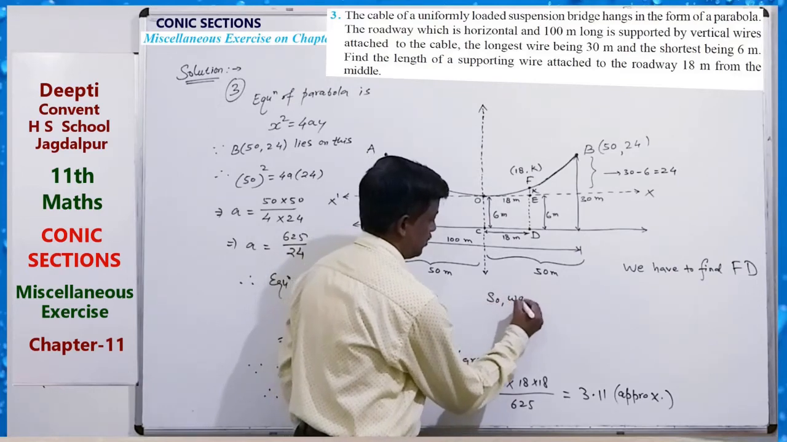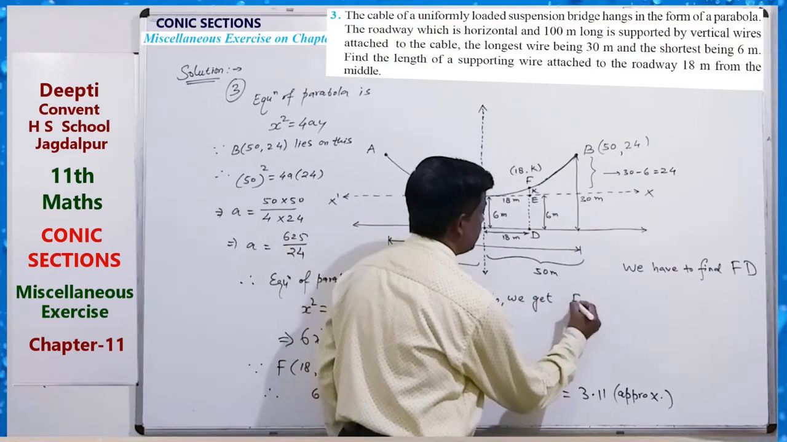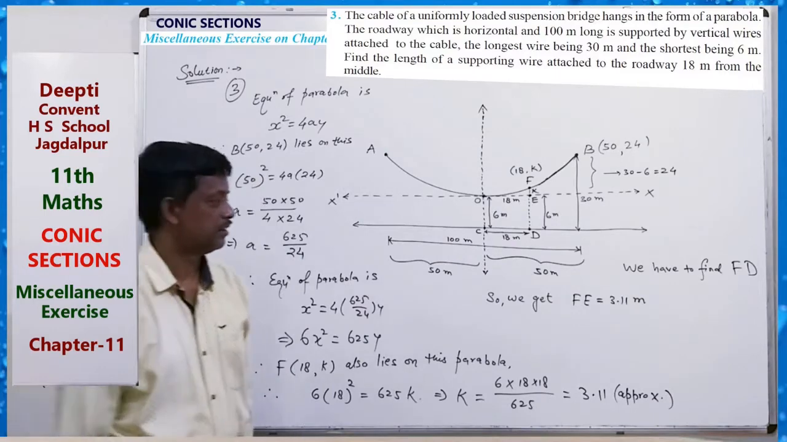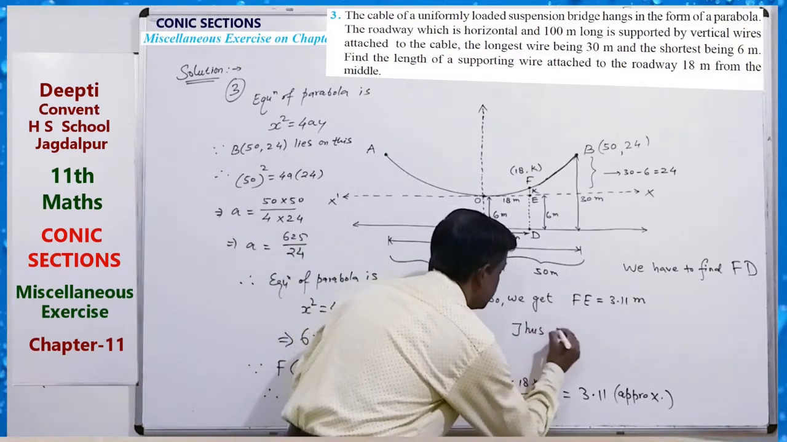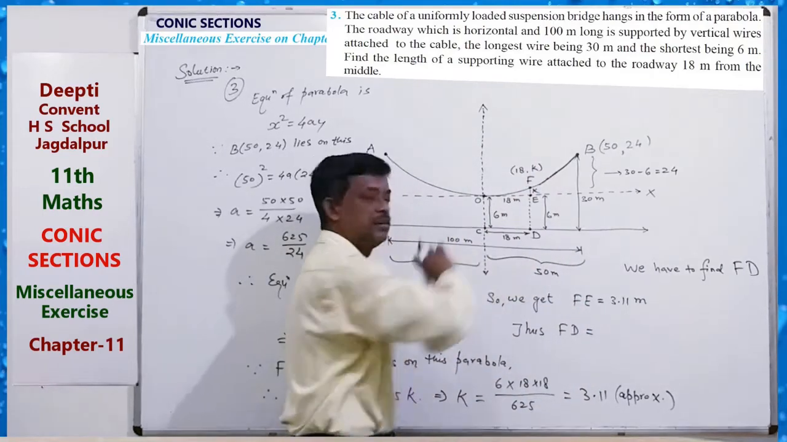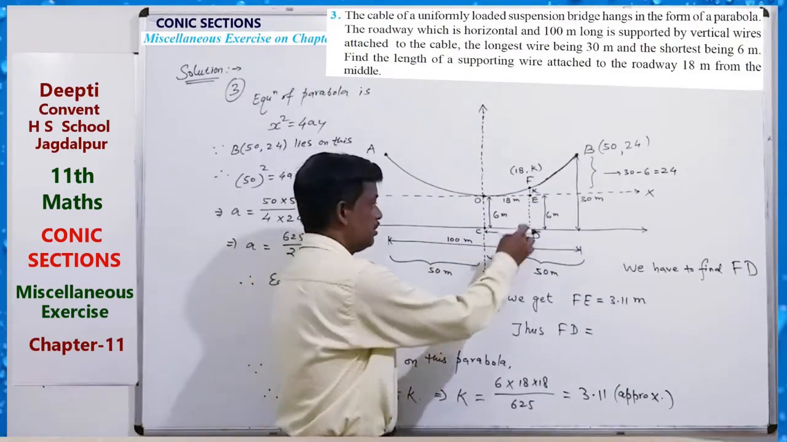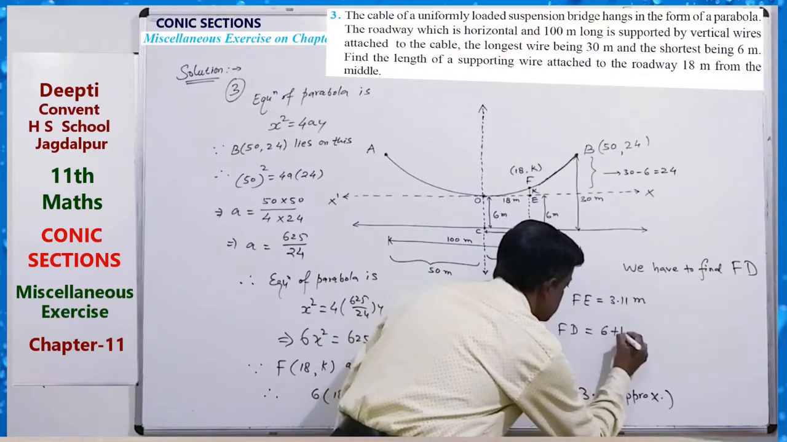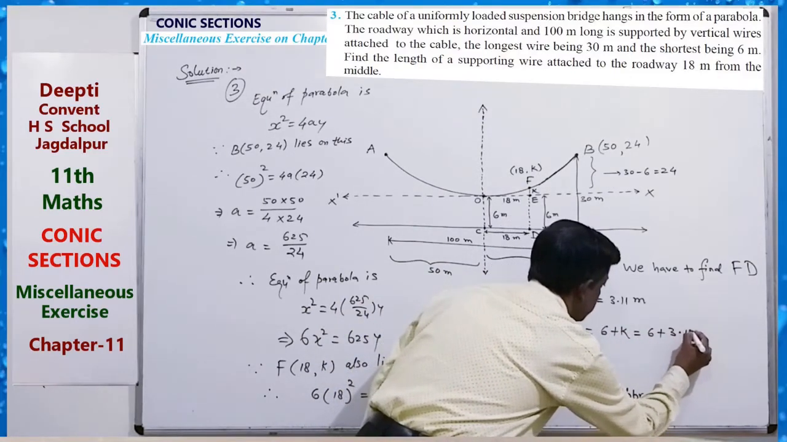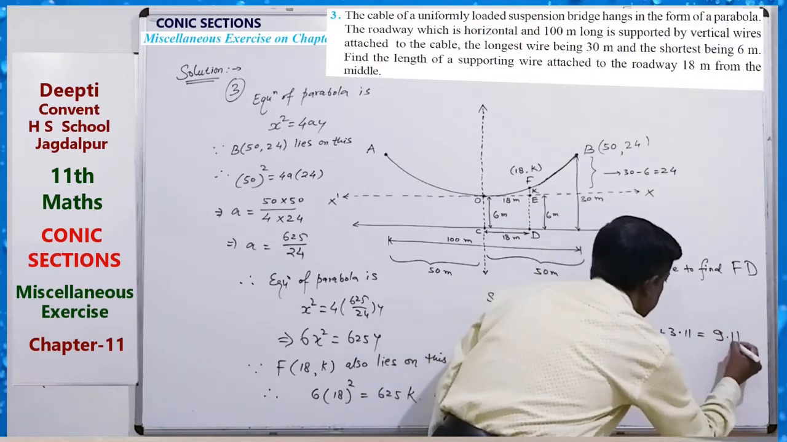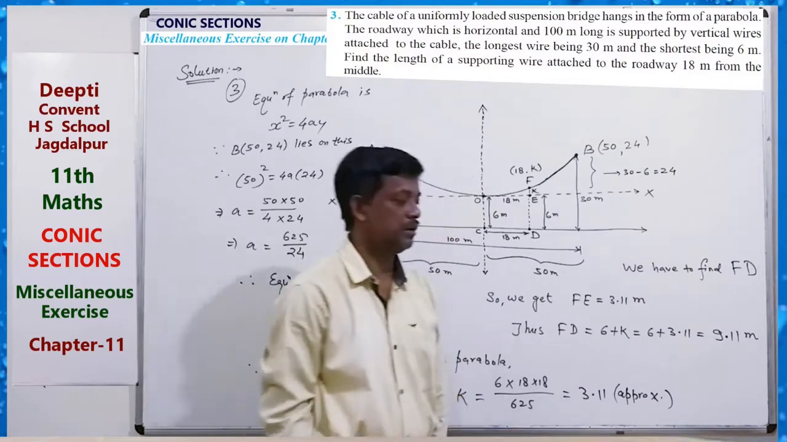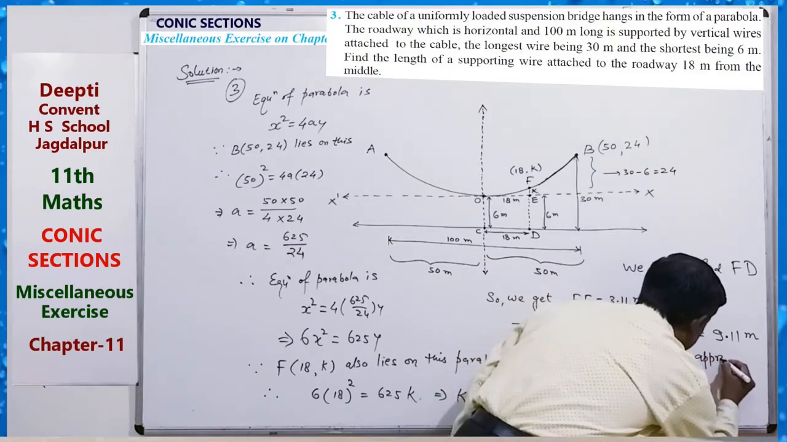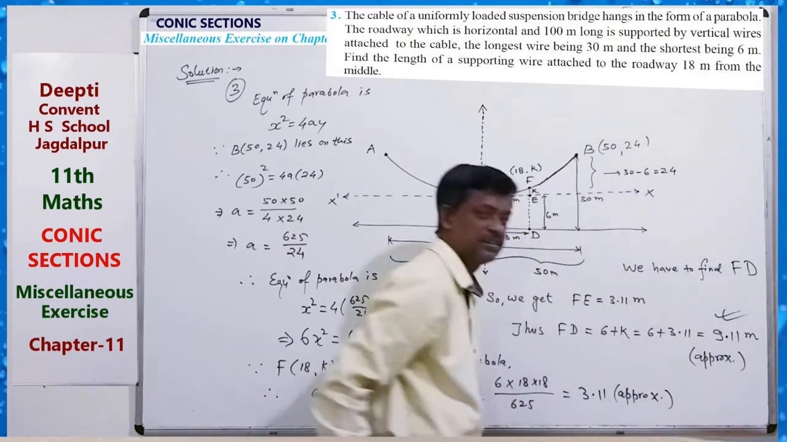So we get FE equals 3.11 meter. Thus FD, the length of the supporting wire at a distance of 18 meter from the middle, is FD equals 6 plus k, which is 6 plus 3.11 equals approximately 9.11 meter. This is our answer. Clear?